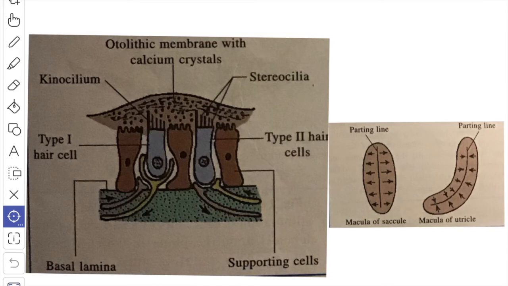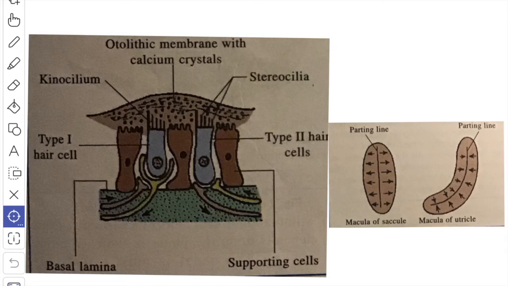This orientation produces a morphological polarization. When the stereocilia deviate towards the kinocilium, the hair cells tend to depolarize, or excitation. When they deviate in the opposite direction, the hair cells are hyperpolarized, or inhibited.